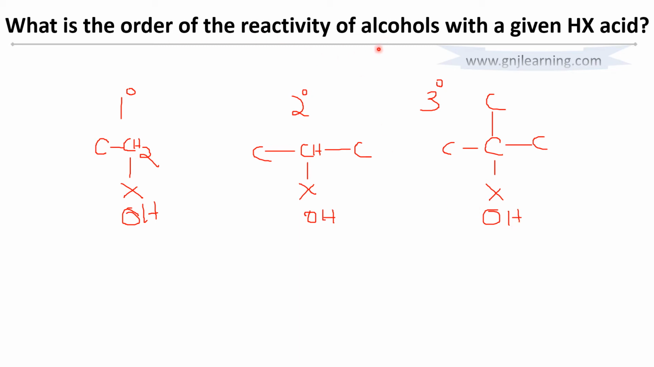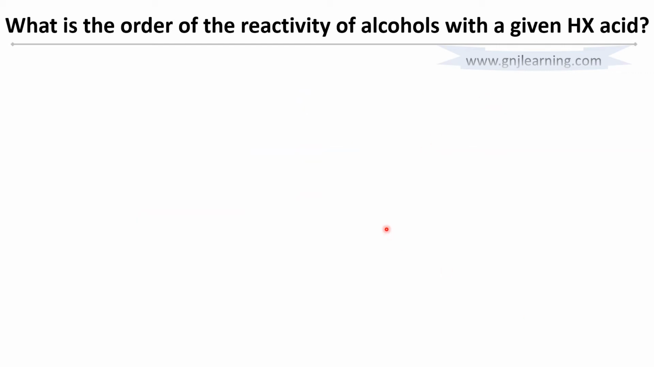So now the question is, what will be the order of reactivity? Which among these alcohols is more reactive towards a hydrohalic acid? We will not see the reasons specifically. We will just try to follow the order. Tertiary is much more reactive than secondary, which is again much more reactive than primary. So tertiary alcohols are highly reactive, then comes secondary, and then primary.